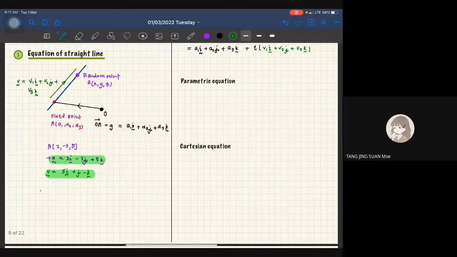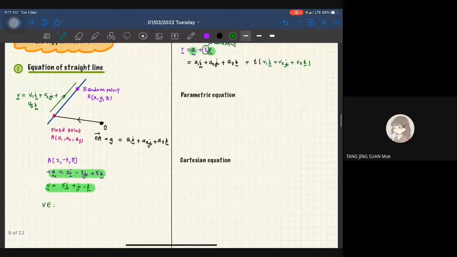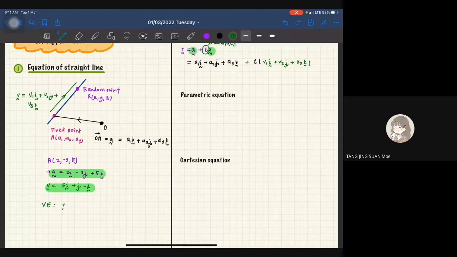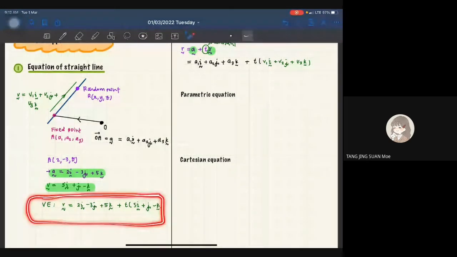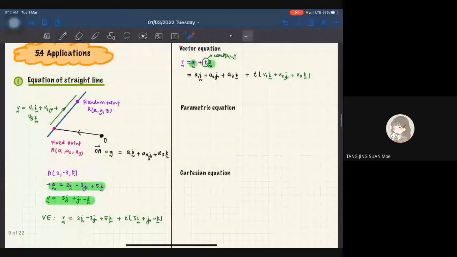Okay, so sekejap, kita try sama-sama. So kiranya daripada sini, your vector equation, saya simplify, denote it as VE. So your vector equation is A plus TV. So A is 2I. You need to put R is equal to 2I minus 3J plus 5K. And then dia mesti tambah dengan TV. So V is 5I plus J minus K. So this is your vector equation. Contoh. Okay, so that's it for vector equation.